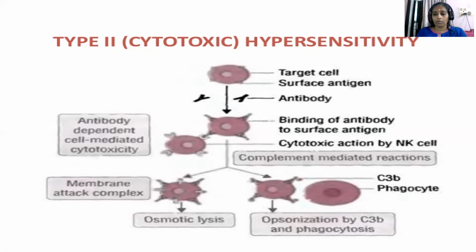And finally, it can also lead to phagocytosis. Oxidation and phagocytosis can finally result. So either the membrane attack complexes are formed and osmotic lysis occurs, or the antigen can be destroyed by means of opsonization and phagocytosis.